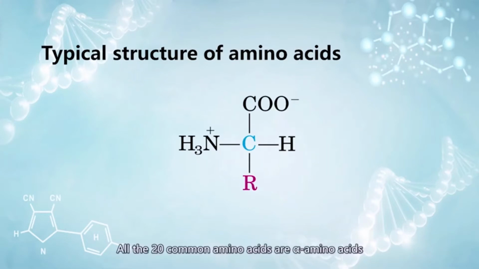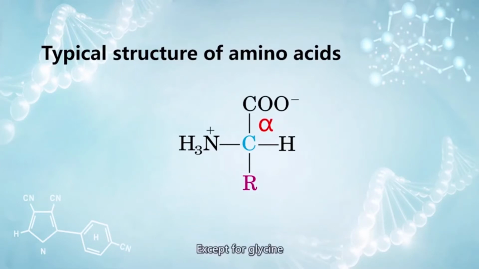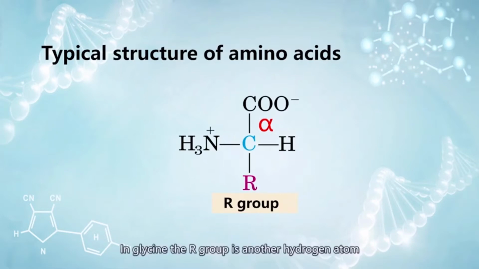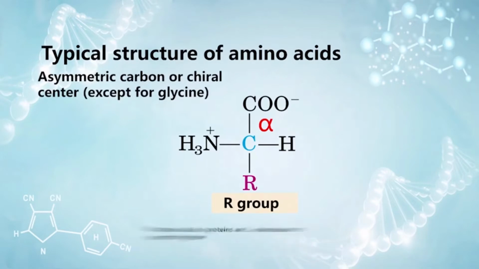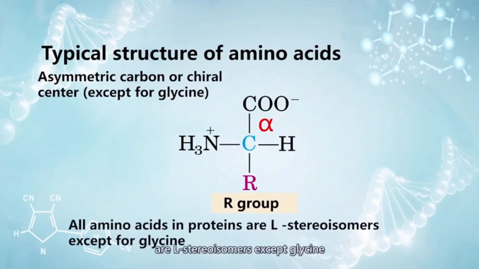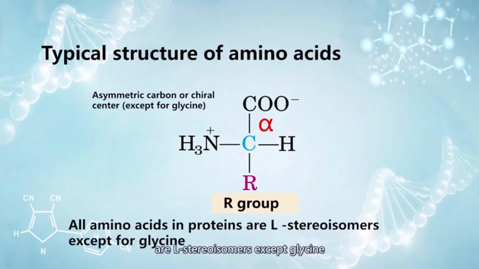Here shows the common structure of amino acids. All the 20 common amino acids are alpha amino acids. This is the alpha carbon. Except for glycine, the alpha carbon of each amino acid is bonded to 4 different groups: a carboxyl group, an amino group, an R group or a side chain, and a hydrogen atom. In glycine, the R group is another hydrogen atom. The alpha carbon atom is thus an asymmetric carbon or chiral center.